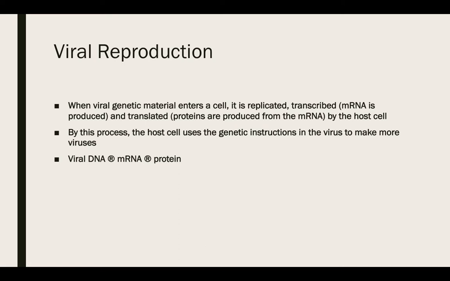With viral reproduction, the genetic material enters the cell, it's replicated, it's transcribed into mRNA, and it's translated into proteins by the host cell. In this process, the host cell uses the genetic instructions of the virus to make more viruses. So it's basically the virus telling the other cells, hey, make more of me because you should like me, even though I'm bad for you, but I'm in control now.